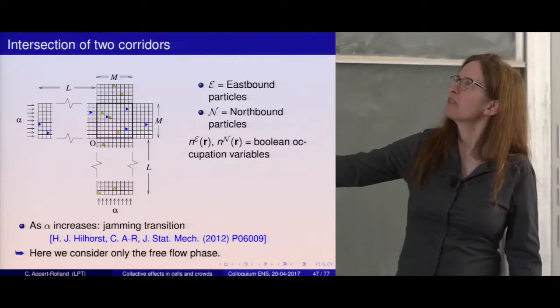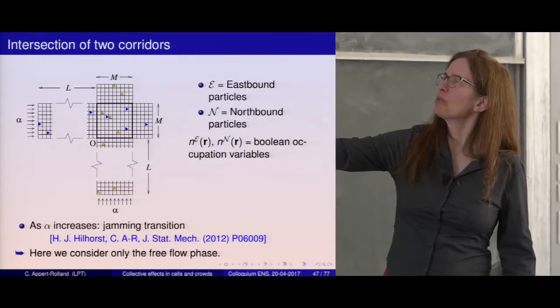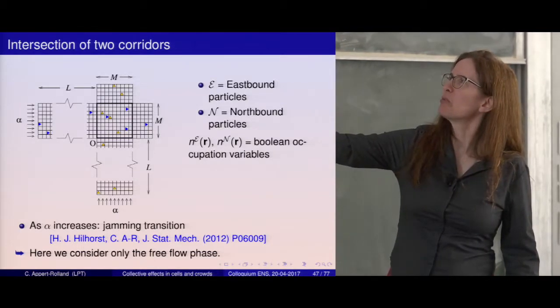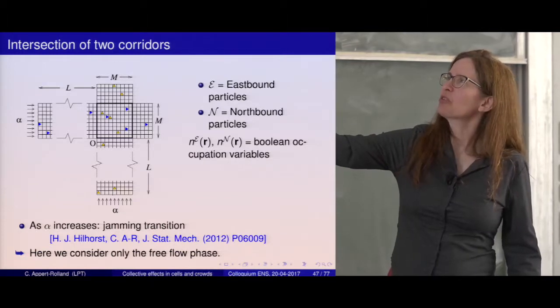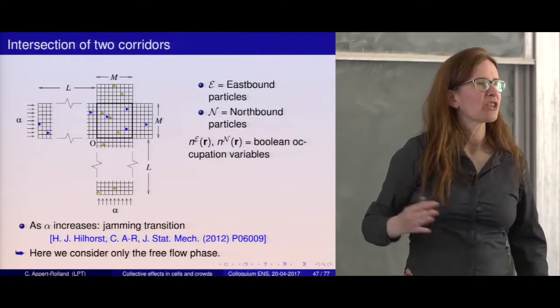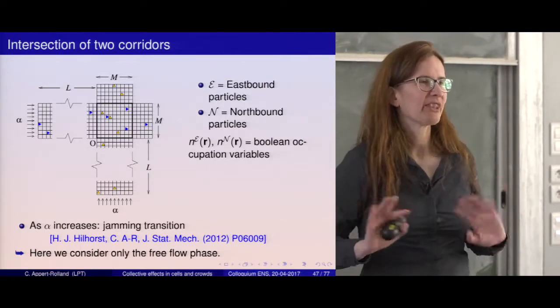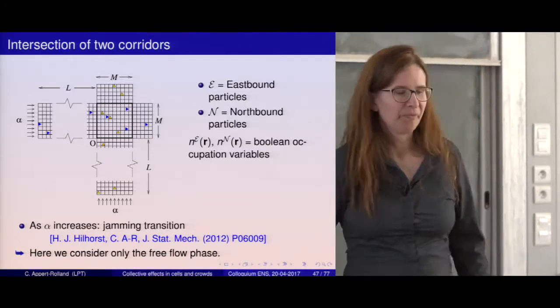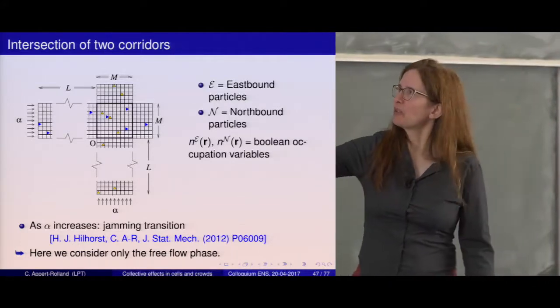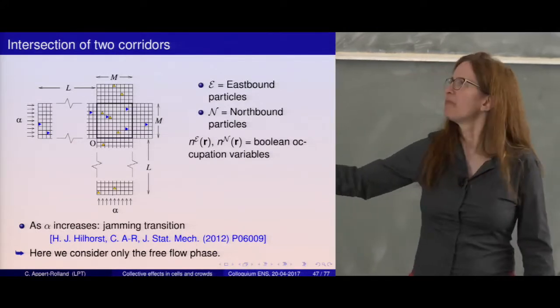We have cellular automata. The yellow people go up to the north, so they will be labeled by N, and they go just straight, and the blue go east. And the only interaction is when there is somebody in front, you stop. So it's a very basic model. Also, we consider only low densities where we are in the free flow phase.